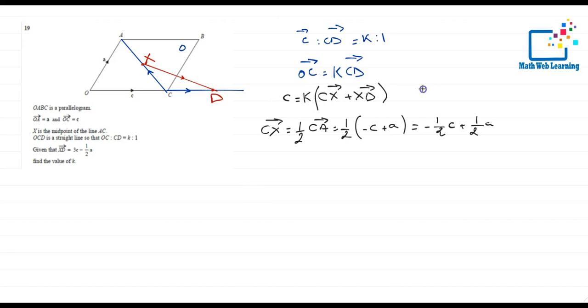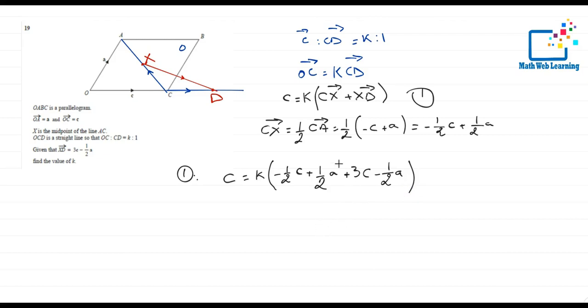So we've got all the tools we need to get started plugging them in. If I number this one equation 1, that's our focus. Equation 1, we're still working with it. So c equals k, open the bracket, I'm going to put in the expression for the vector CX, which is this one here, minus half c plus half a, and then we've got plus the vector X to D, which has this expression there. That's plus 3c minus half a.